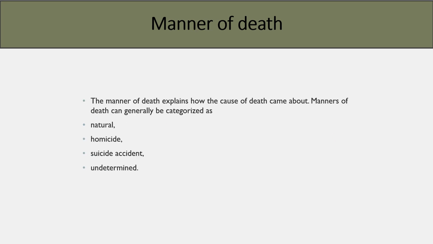Now the manner of death, which is the last part of this lecture. The manner of death explains how the cause of death came about. Manners of death can generally be categorized as natural death, homicide, suicide, accident, and then undetermined. So this is the manner of death.